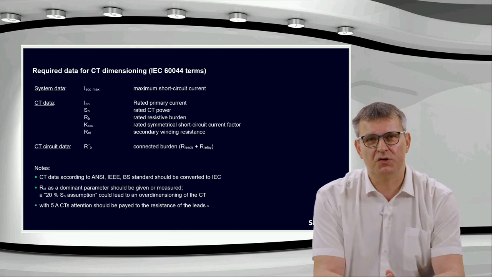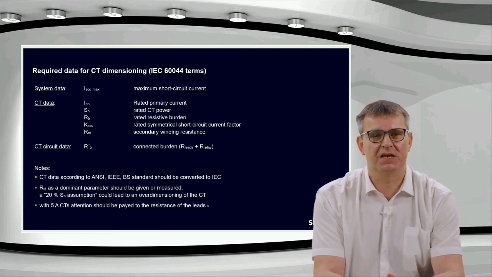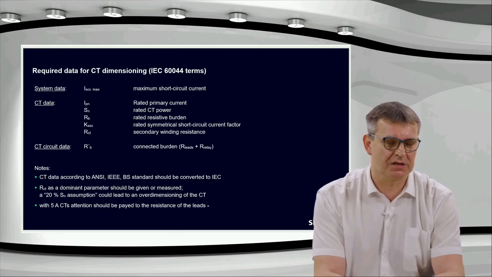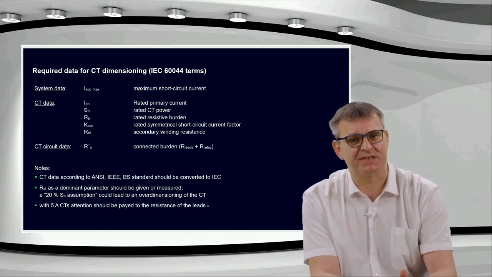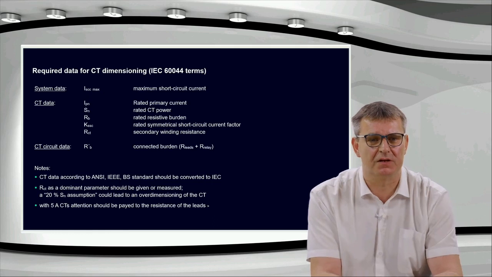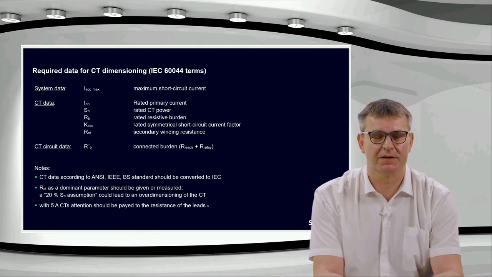If you use the program CTDIM and you don't enter the RCT, it will work with 20% of the rated power. But this can really lead to an over-dimensioning of the CT. So I really give the recommendation to measure the RCT, the secondary winding resistance of the primary CT. It's quite easy to measure. If you use a primary CT with a nominal secondary current of 5 amps, attention should be paid to the resistance of the leads, because then the resistance may be quite high.